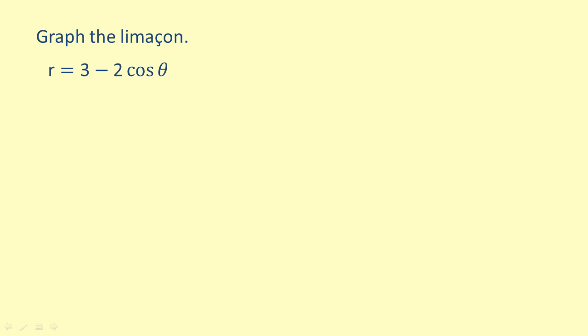We first want to test for symmetry. We saw before that a limaçon is symmetric about either the polar axis or the vertical line pi over 2. An equation is symmetric about the polar axis if we can replace theta with negative theta and have an equation that is equivalent to the original. So we'll write r equals 3 minus 2 times the cosine of negative theta.